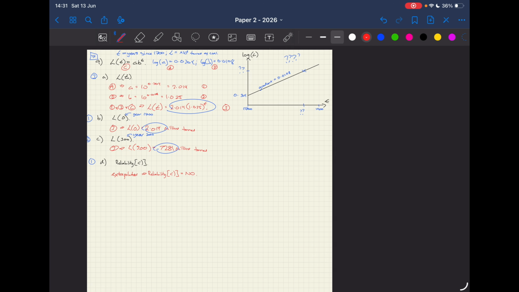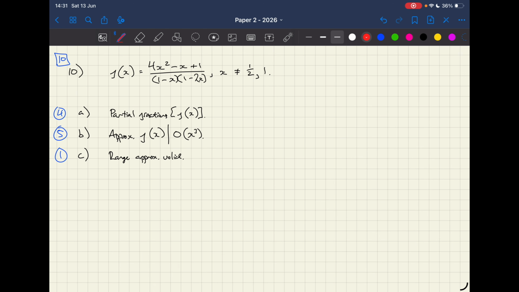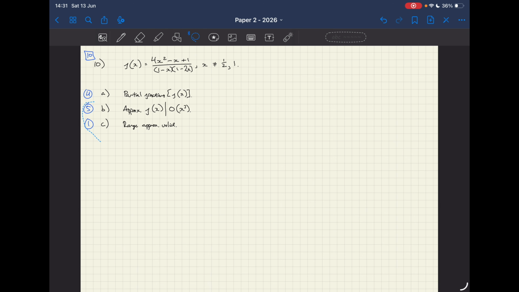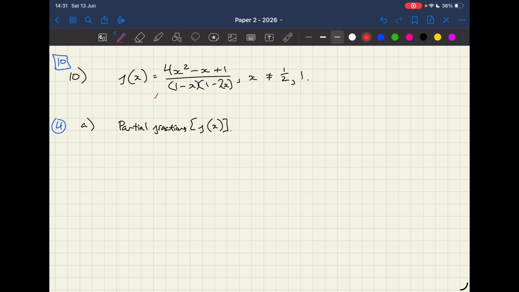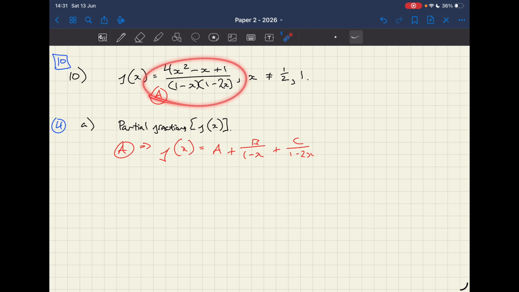Nice. Let's keep going. Number 10. Okay, partial fractions. Not too bad of a thing to do. Put that right down there. So A, I wasn't sure if you were given them or not, but either way, what A is going to tell us, because of the structure of it, so f of x will have to be equal to some constant plus some other constant over 1 minus x plus some other constant over 1 minus 2x. Lovely.